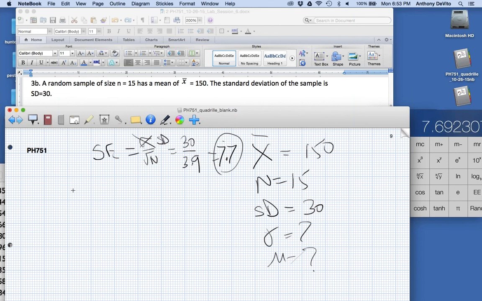Now, in order to find my confidence interval, I need to find my margin of error, because it's x bar plus or minus my margin of error. My margin of error is going to be the z-score times 7.7, my standard error. Except because I have a small sample size, and because I don't know what sigma is, I have to use a t-score instead of a z-score.